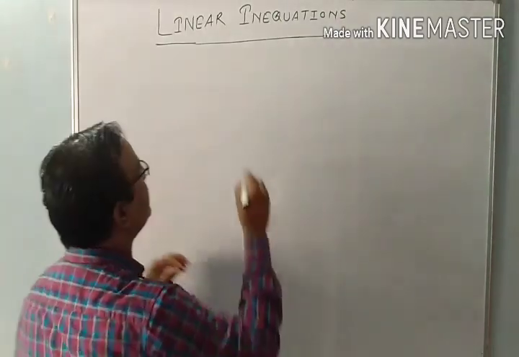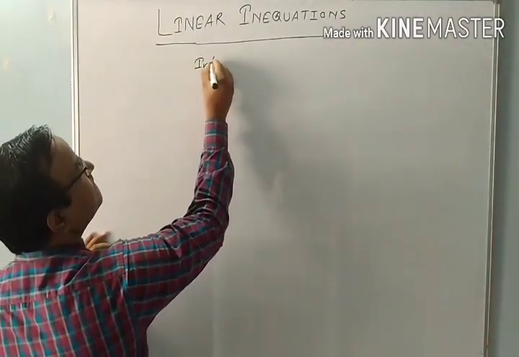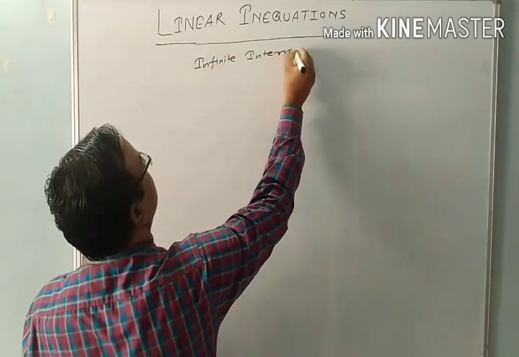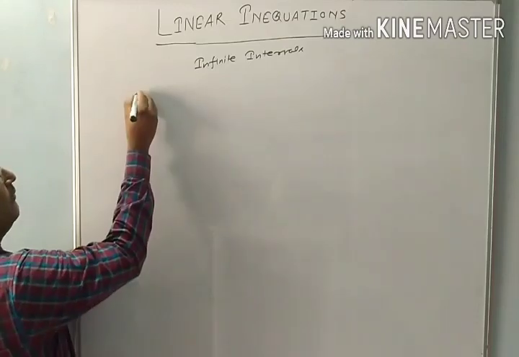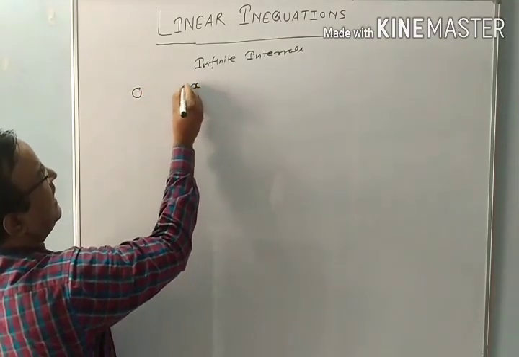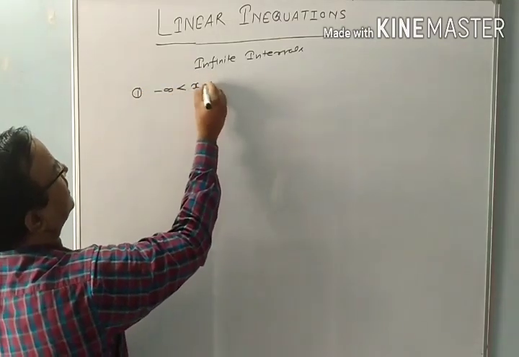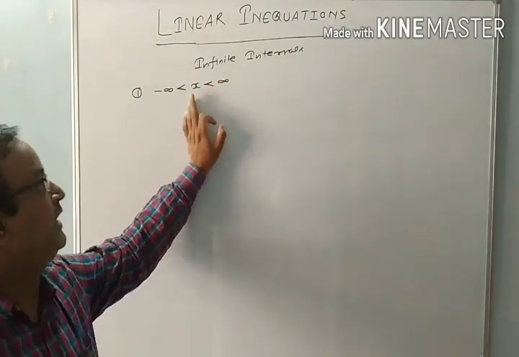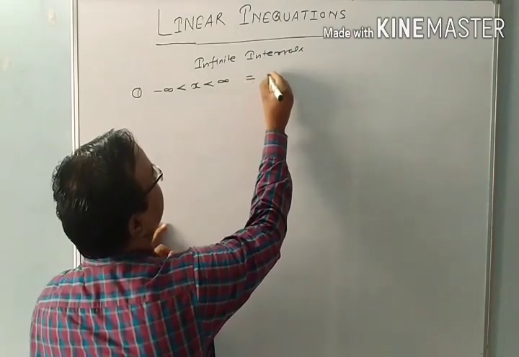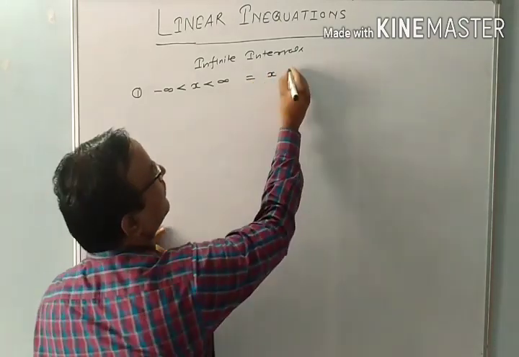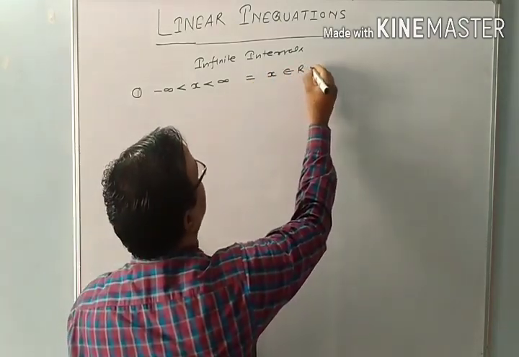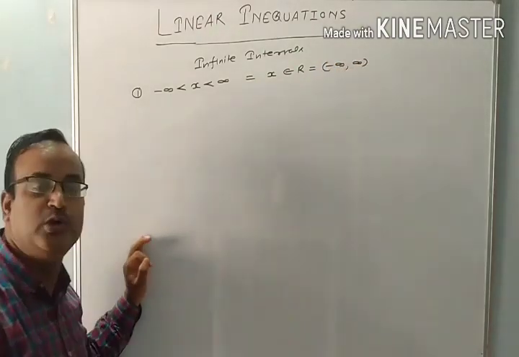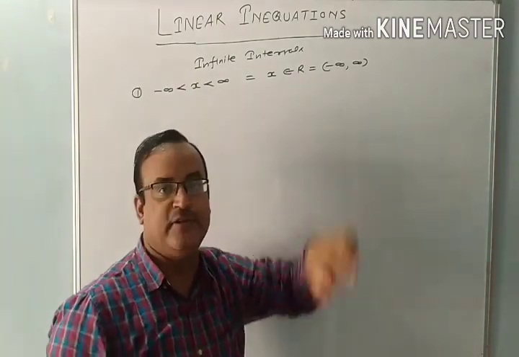Now infinite intervals. First is if the value of x lies from minus infinity to plus infinity. I think you know infinity is only a notation, it's not a number. This represents all real numbers, that means x belongs to real numbers, because the set of real numbers is from minus infinity to plus infinity. We write x belongs to (minus infinity, plus infinity).